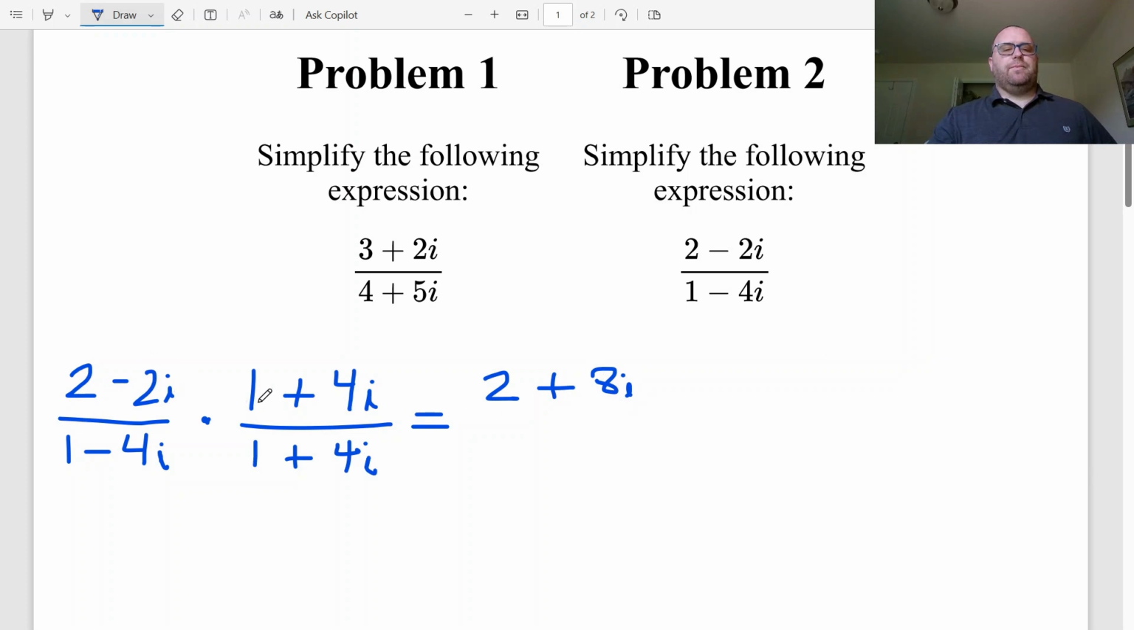A negative 2i times 1 is minus 2i. And then a negative 2i times 4i is minus 8i squared, or just plus 8, because i squared is negative 1. Okay, and then on the bottom, if we remember from before, when we multiplied the denominator by its complex conjugate, the outer and the inner terms cancel out. So we're just going to multiply the first terms together, 1 times 1, which is 1. And then we're going to add that to now a negative 4i times 4i, that's minus 16i squared, which is just plus 16.